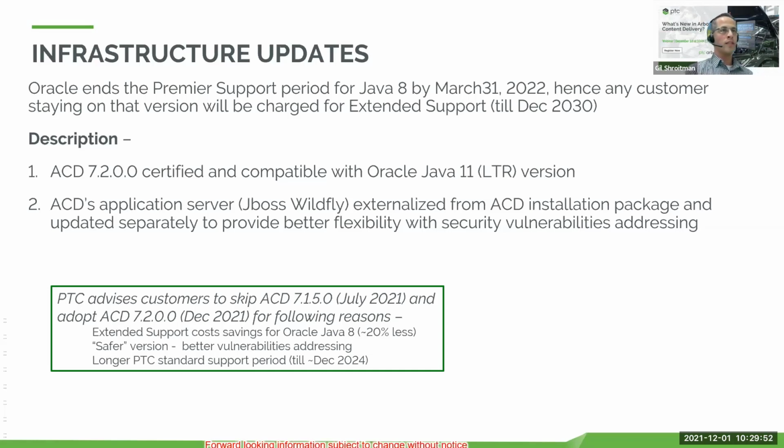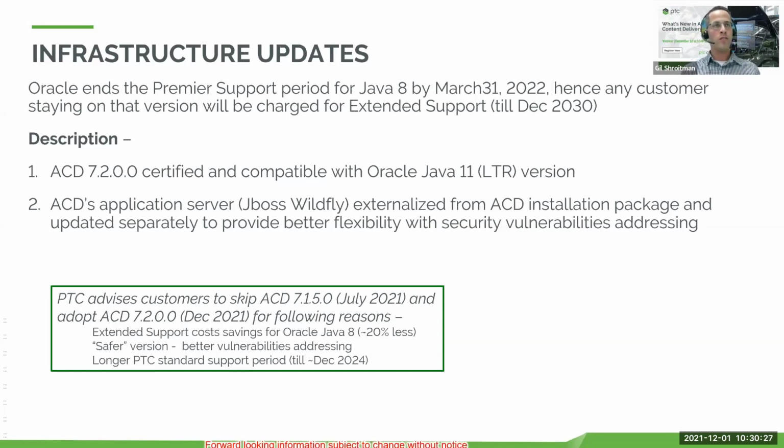In order to avoid those extra charges, we offer an alternative with 7.2 to update to the next version of Java, which is Java 11. And we also provided another improvement, which is the externalization or decoupling of the ACD, or Arbortext Content Delivery, application server, to provide some better flexibility with addressing security vulnerabilities.